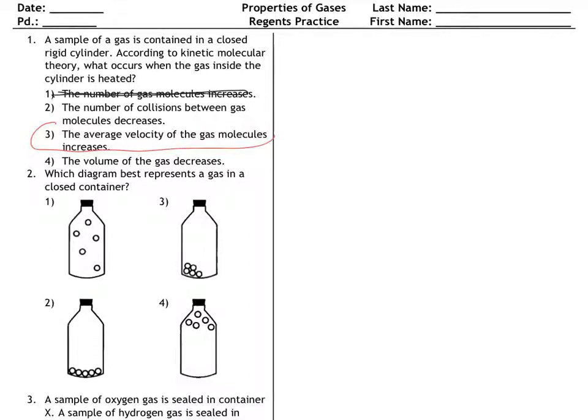And one of the things that you can think about here is the equation KE is 1/2 mv squared. So the way that we can increase the kinetic energy is by increasing the average velocity.